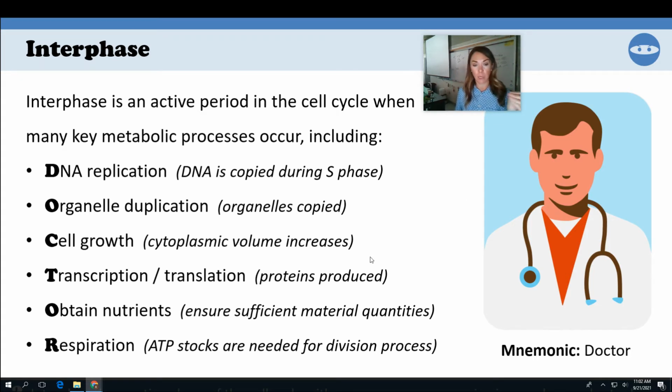So DNA is copied. I'm going to double all my proteins that I need to take with me. I need sufficient nutrition to make sure that I can. And then respiration, which is ATP stocking, is needed for the division process. So I'm going to make sure that I have all the energy that I need. I'm getting everything ready: DNA, organelles, cell growth, transcription, obtaining nutrients, and then respiration. Okay, so I'm getting ready.